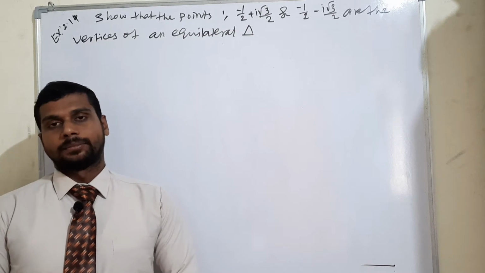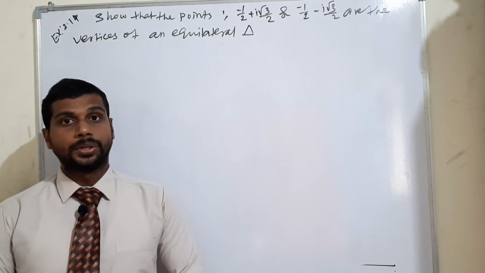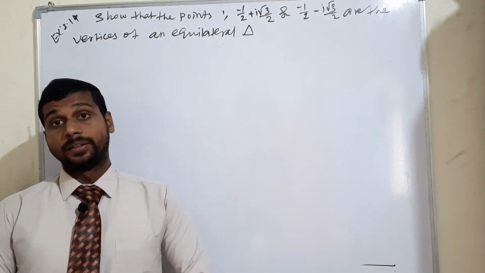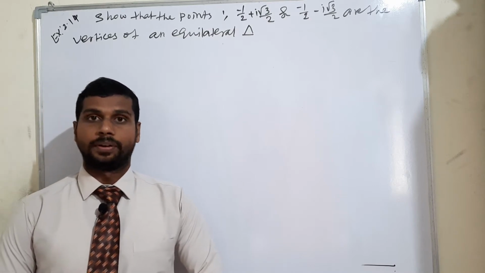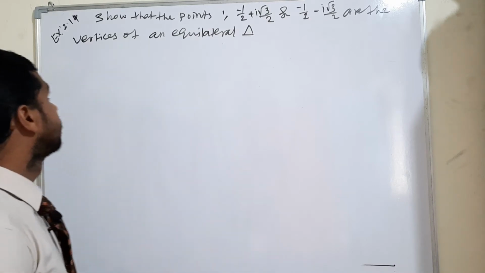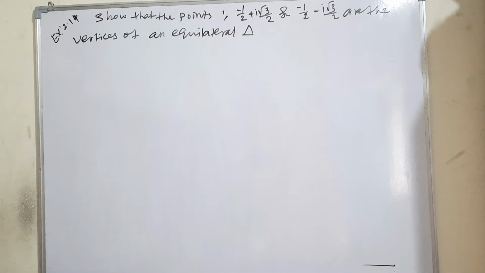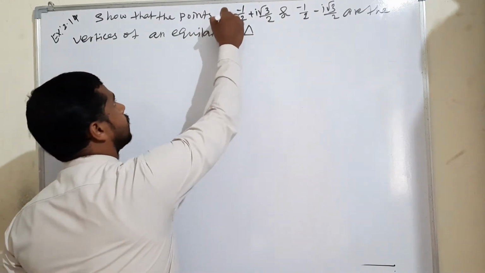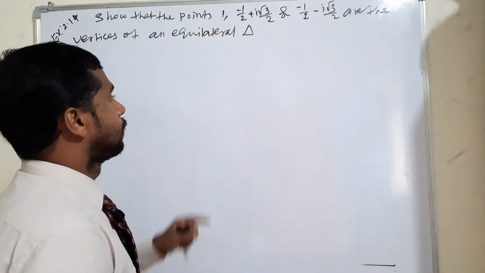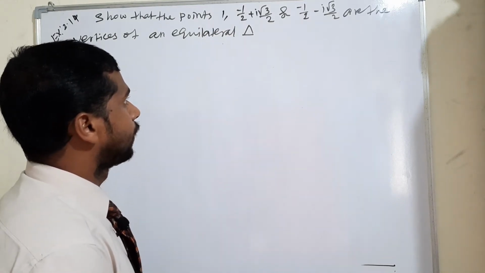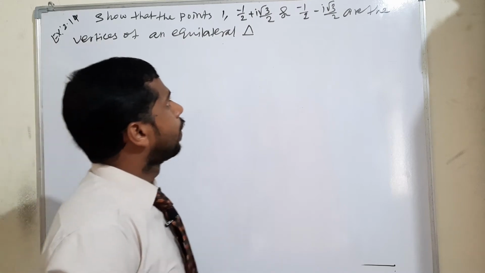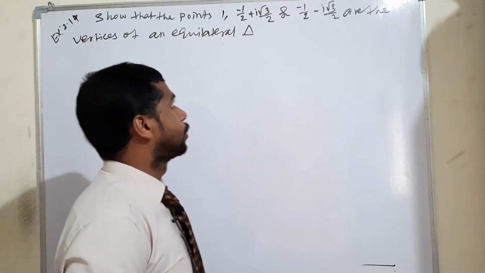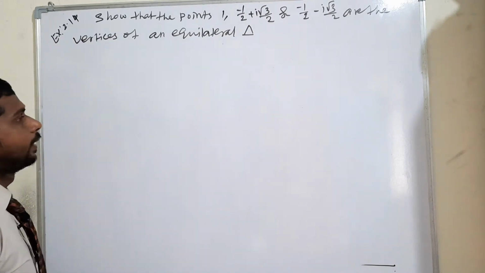Welcome to Max class. In this conversation, a continuation of example and related exercise 2.5. I'm moving to example 2.14. What is the question? Show that the points 1, minus 1 by 2 plus i root 3 by 2, and minus 1 by 2 minus i root 3 by 2 are the vertices of an equilateral triangle.